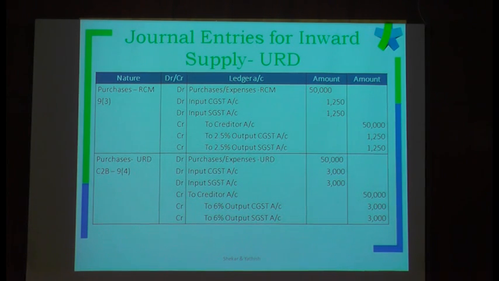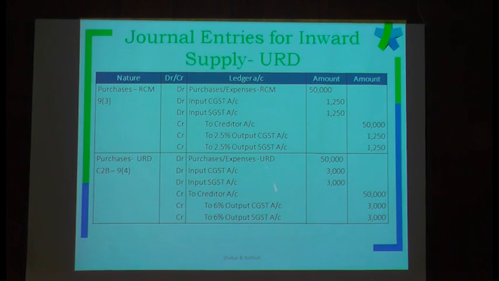Then we have the 9.3 and 9.4. 9.4 was the RCM, then we have the URD. So both are very similar entries. If it is an IGST transaction, then it will be an IGST supply. If it is an intrastate transaction, we will have similar transactions which are given here.